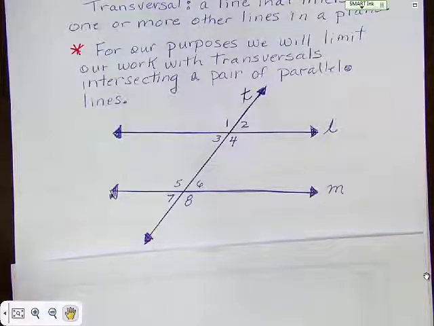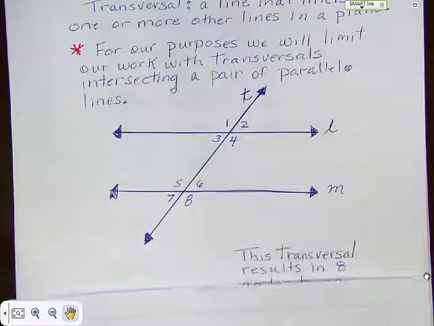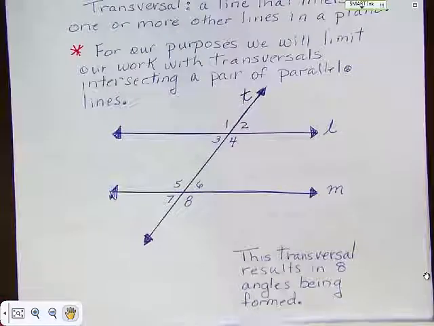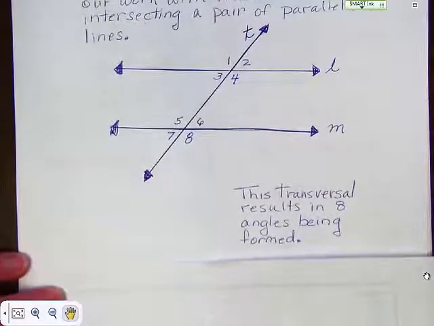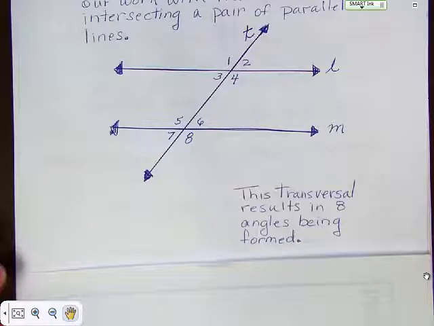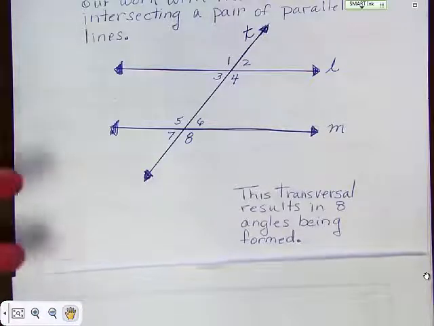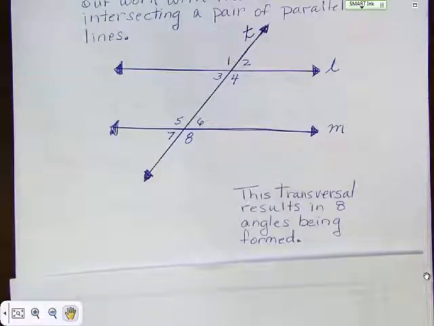And be sure you label them correctly, because as I refer to them, if you don't have them labeled correctly, you will be confused. So if you have that in your notes, this transversal does result in 8 angles being formed. If you were to have 3 parallel lines, then you would actually end up with 12 angles, 2 sets of 4.